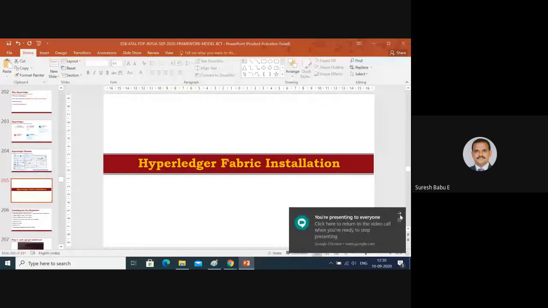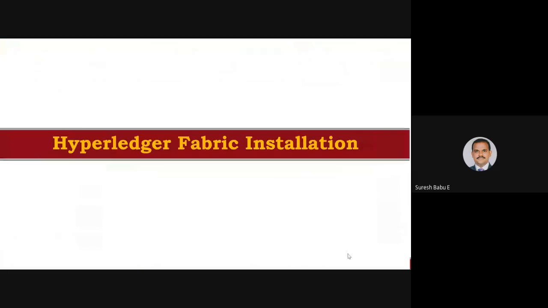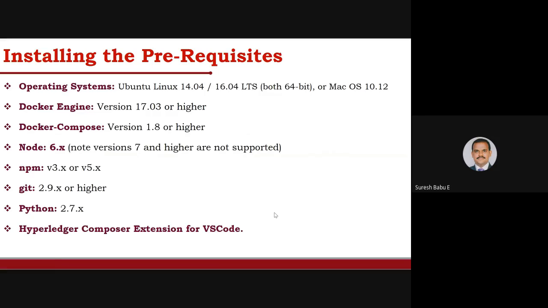I'm going to show how to install. You should be very careful. We need to have either a virtual machine, or we can install on Ubuntu or on Mac OS, right? These are the prerequisites for installing Hyperledger. We require Ubuntu. We can start from version 14.04. Now currently 18.04 is there.